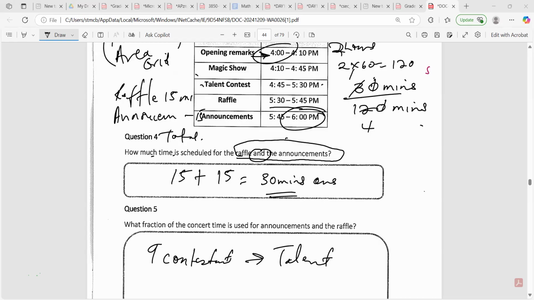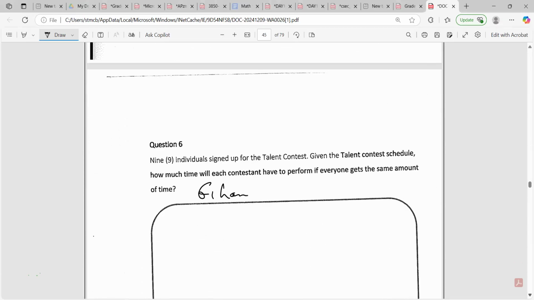All right, somebody say repeat the question. I'm gonna do something better. Let me go back down. 9 individuals sign up for the talent contest. Given the talent contest schedule, how much time will each contestant have to perform if everyone gets the same amount of time?